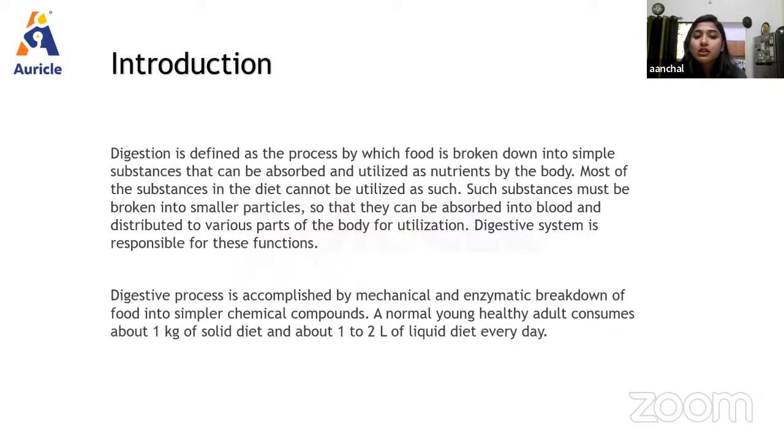The digestive process is accomplished by mechanical and enzymatic breakdown of food into simpler chemical compounds. A normal young healthy adult consumes about 1 kg of solid diet and about 1 to 2 liters of liquid diet every day. So what the enzymes are, how they work, what the different types of enzymes are and the sources of their secretion, we're going to learn in each chapter of this unit.